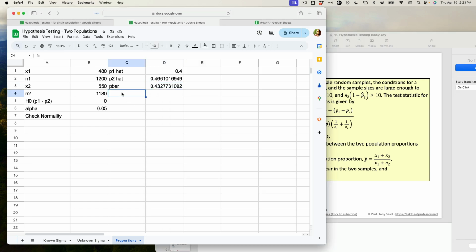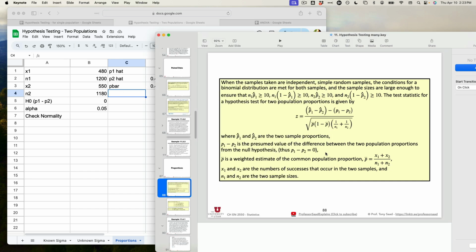That gives me 43%. Okay, what else do I need? I need the sample proportion, P hat. Let's see what it did here.